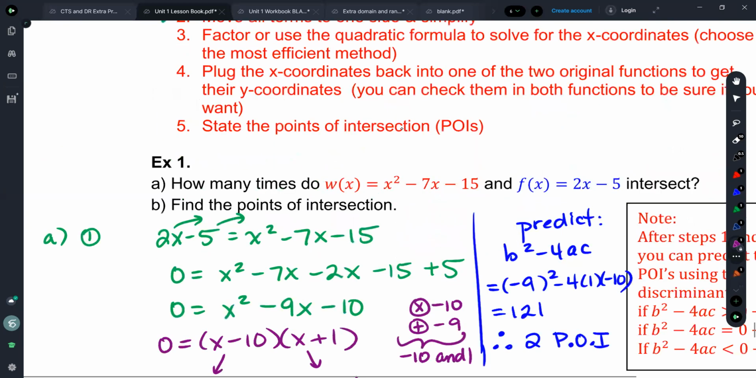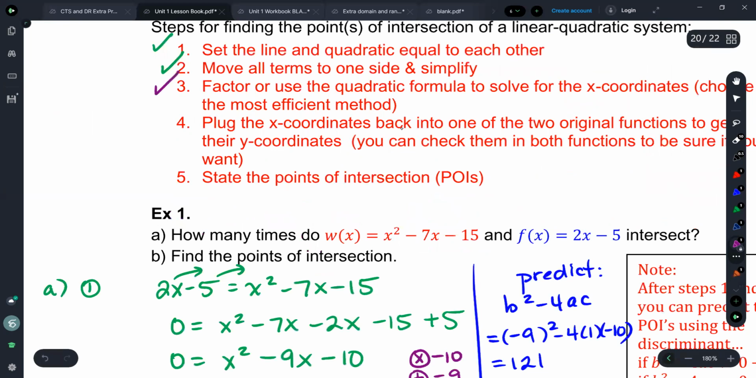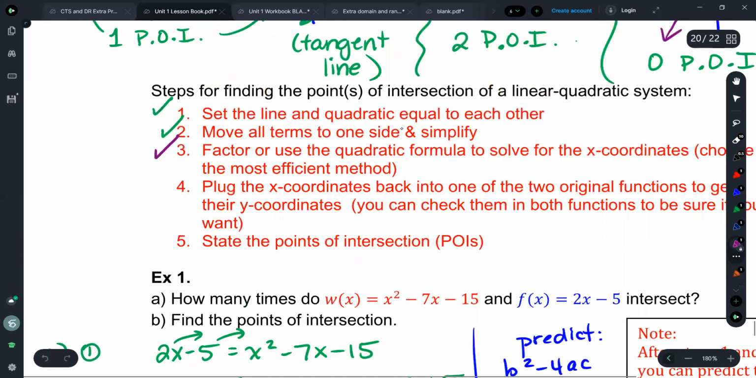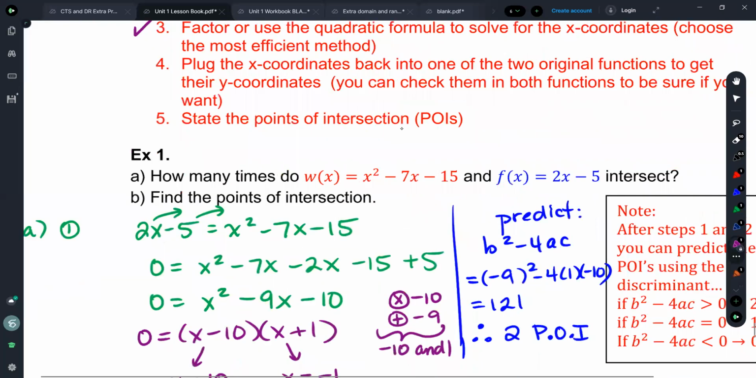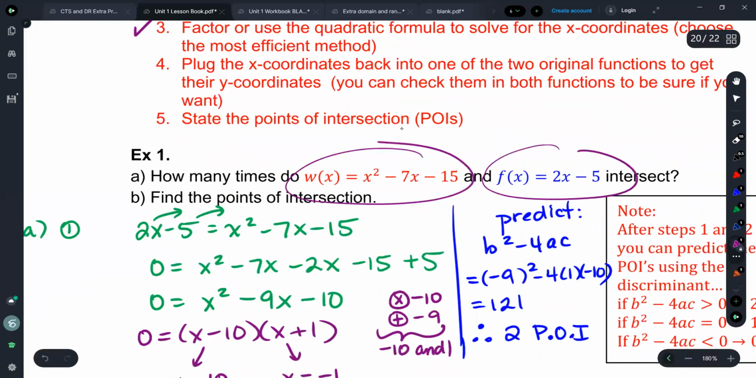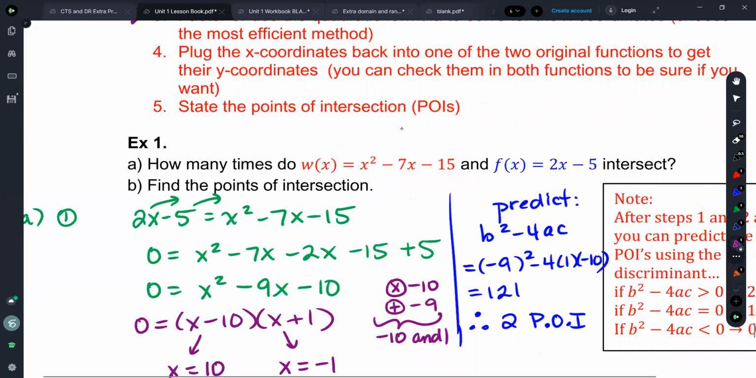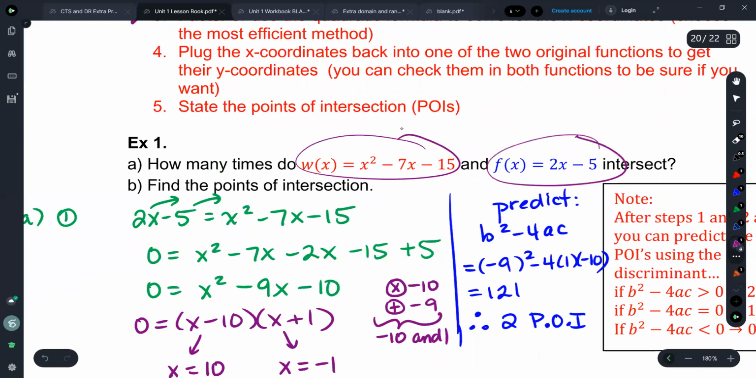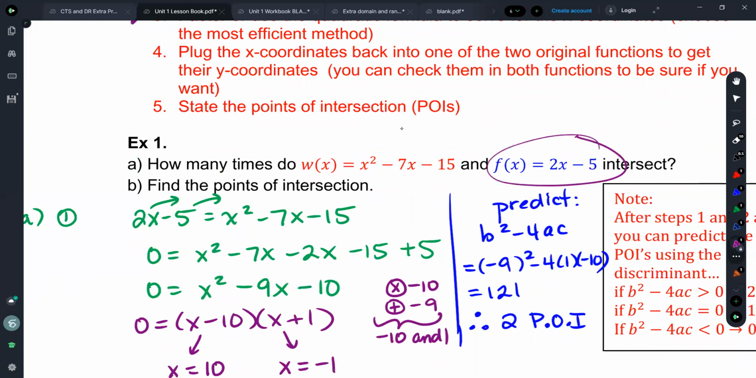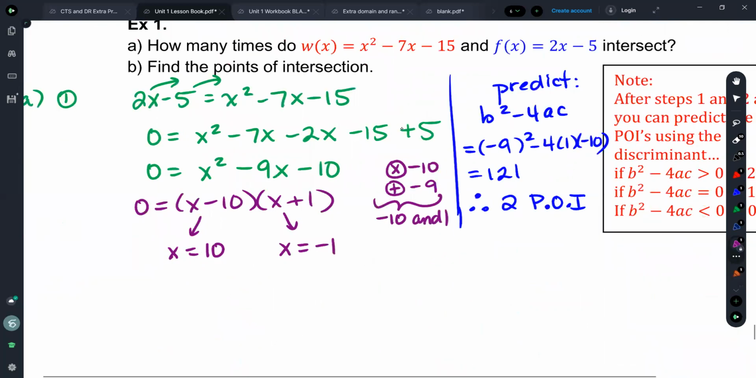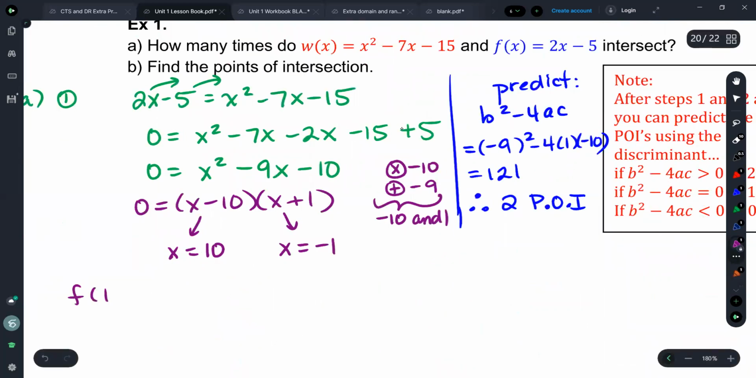So we've done this. We are going to now take the x coordinates and plug them back into one of the two original equations. It doesn't matter which one you choose. If you've gotten the x's right, they should give you the same y's because they share the same xy coordinate when they cross. And then you find the y's. I usually choose the line, but it's not a bad idea to plug it into both and make sure you get the same y from both of them. But I'm going to evaluate f at 10 now. And I'm going to evaluate f at -1.